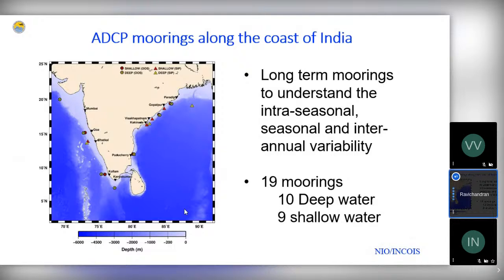Actually, this is an initiative by NIO and supported by the Ministry of Earth Sciences through INCOIS to continuously monitor the coastal currents. There are about 10 pairs of moorings deployed along the Indian coast, and more than one decade of observations are available. This data has been effectively used for the validation of ocean models to try to improve the models, and also to understand the processes in the coastal region.